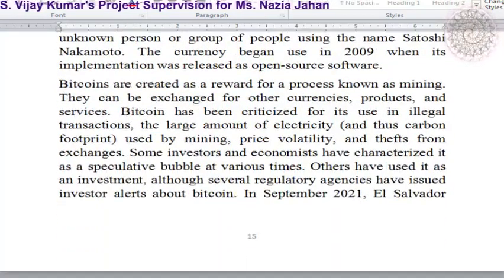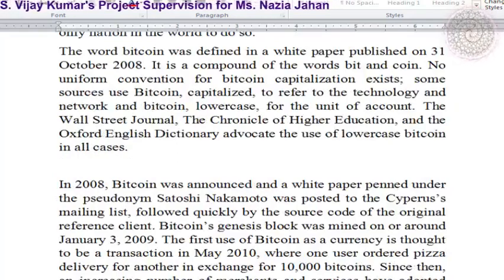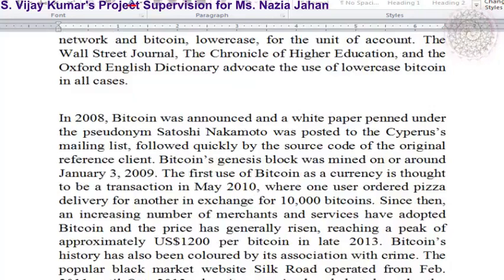Satoshi Nakamoto. So many pages are there. In all cases.